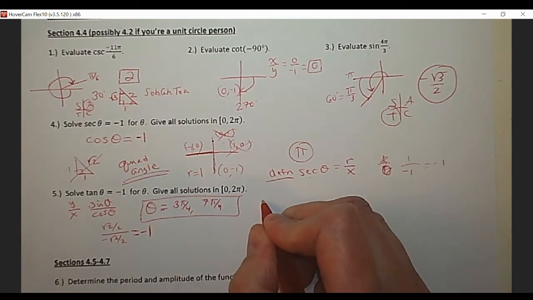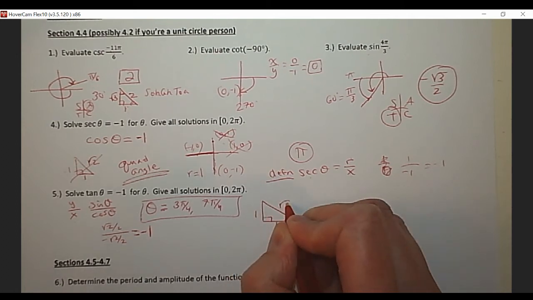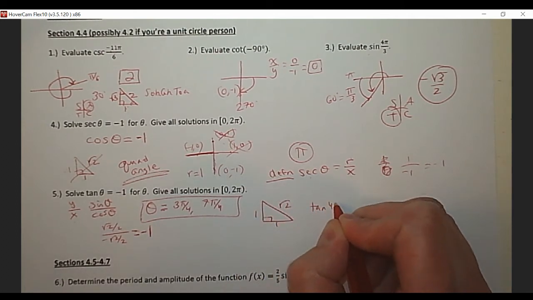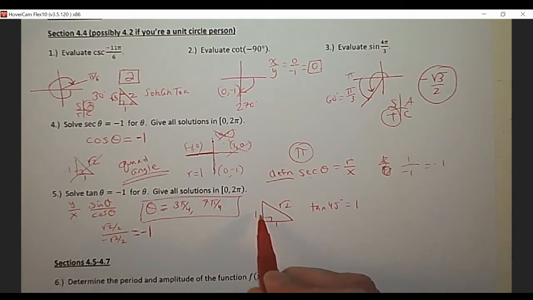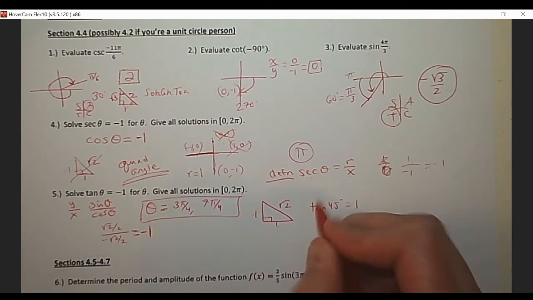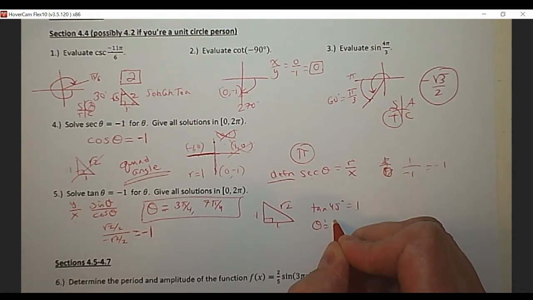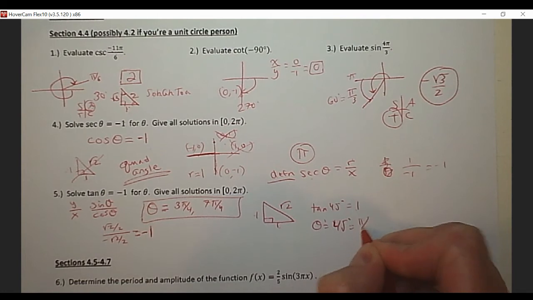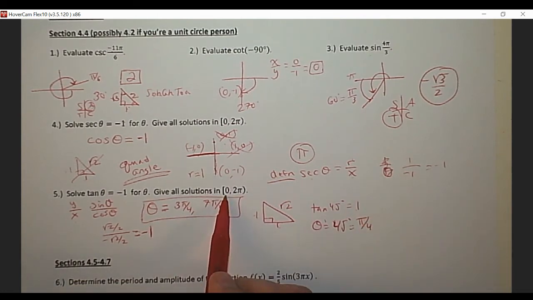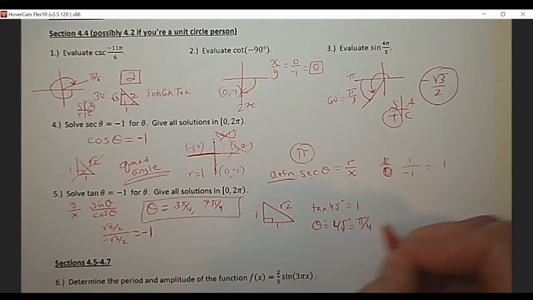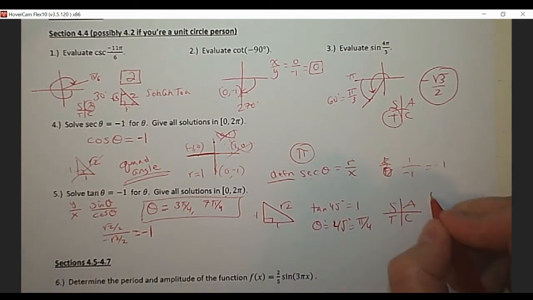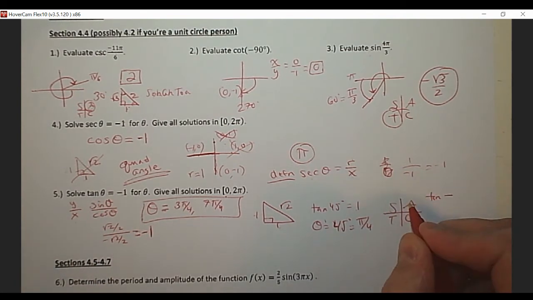If you like your quadrants and reference angles, then you want to realize that the tangent of 45 degrees is 1, because SOHCAHTOA is going to give us 1 over 1. So our reference angle is 45, or pi over 4, since the directions say to give answers in radians. So for pi over 4, we want to figure out the quadrants here. Since tangent is negative, we want to be in quadrants 2 and 4.